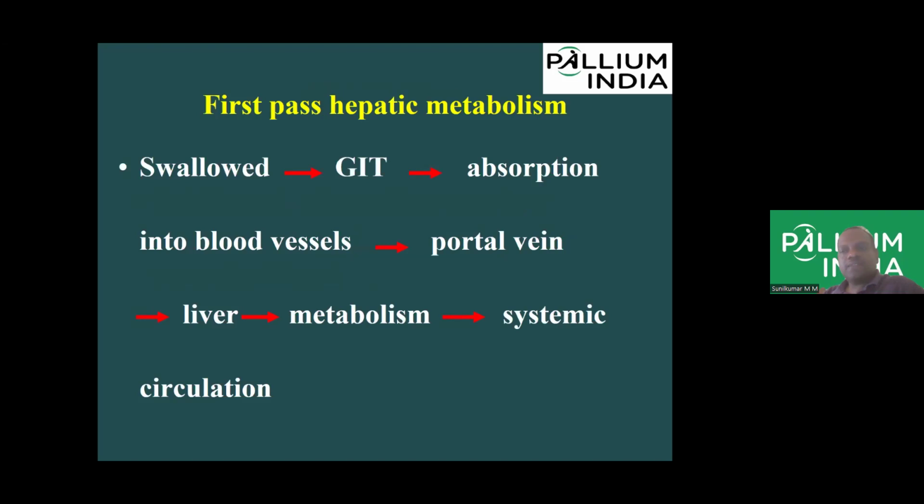So what happens after you take morphine orally? It goes into the GI tract, then it will be absorbed into the blood vessels of the intestine, and from there to the portal vein, and then to the liver, where the metabolism takes place, and then metabolites are liberated into the systemic circulation. So the main site of metabolism of morphine is the liver, but there are minor sites of metabolism like the kidney and GI tract, but mainly it is metabolized in the liver by glucuronidation.